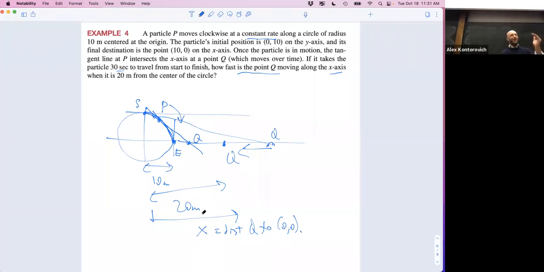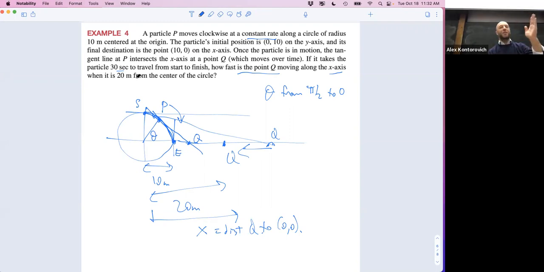Y, we're moving along a circle, so I would think you would want to keep track of the angle, right? There's an angle here. So the angle is theta, and theta goes from pi over 2 down to 0. Okay, so how far does it travel? Theta travels pi over 2.